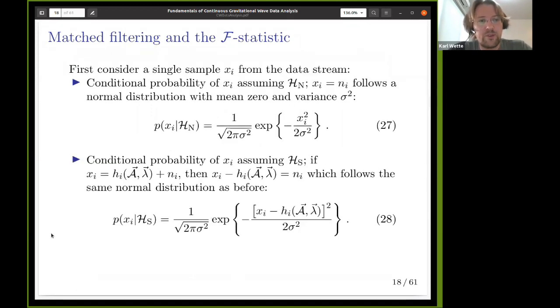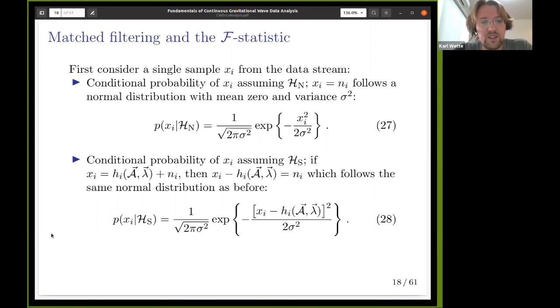Okay, so the first thing we're going to do is look at a single sample x_i from our data stream. We'll look at the conditional probability of x_i. What's the probability of x_i, assuming that we have the noise hypothesis? That just means we're assuming the data is purely noise, which follows a normal distribution with mean 0 and variance sigma squared, as we just assumed. Because it's a Gaussian, we can write down the expression for that in equation 27. That's pretty straightforward.